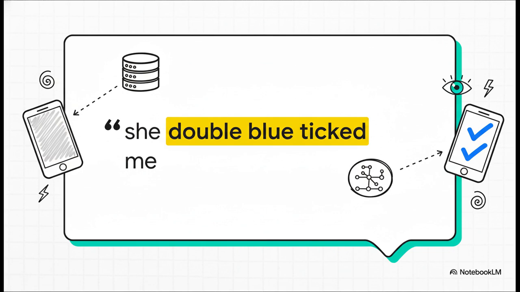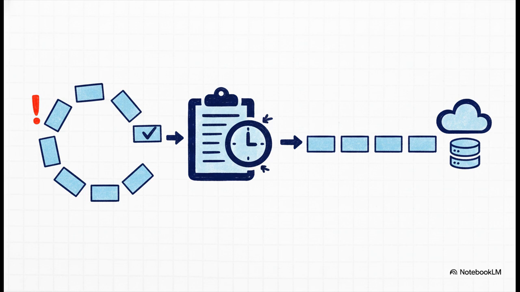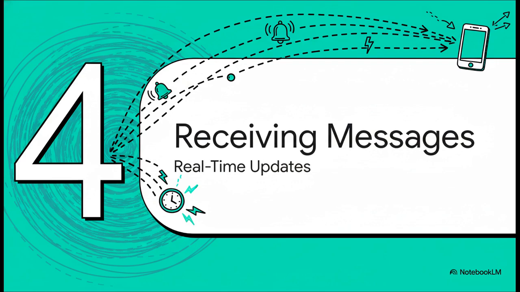Pretty cool. But what happens when things don't go perfectly? What about that red exclamation mark? That's where another piece of the puzzle comes in, called the message scheduler. You can think of it as a dispatch officer for your data. It manages all the outgoing messages, it automatically retries any that fail, and it makes sure everything gets sent reliably and in the right order. You don't even have to think about it. All right, so that's the whole story of sending a message.